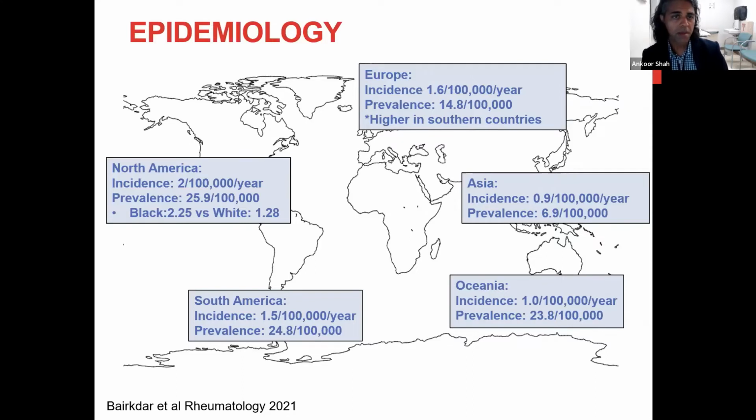In North America, the studies have shown that it is higher prevalence in the Black population compared to white. We can look at this throughout the world. In South America, it's a fairly similar incidence and prevalence. In Europe, perhaps a slightly lower incidence and prevalence, but interestingly, this is seen higher in the southern countries. The Asian epidemiology literature actually presents a much lower incidence of 0.9 to 1 per 100,000 per year and a lower prevalence. And in Oceania, a fairly similar prevalence to other places in the world. And again, these numbers have remained fairly steady over the last few decades.